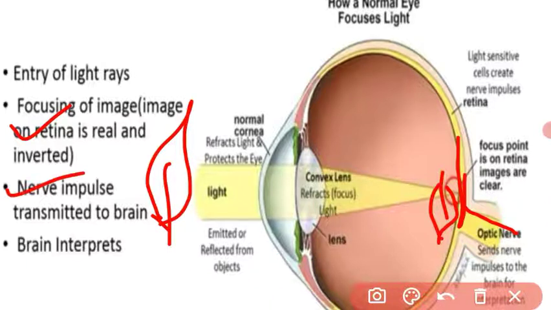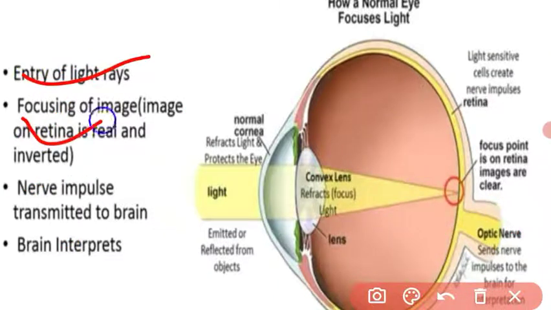And next, the brain interprets. The image falling on our eyes is inverted, but due to the interpretation of the brain, we can see the image upright and real. Got it? This is the process. This is the 4th step. We can see the image upright and real. Understood student? What is the process? First is the entry of light.